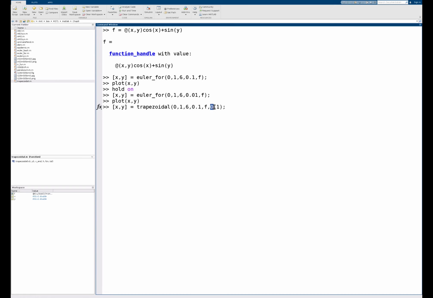And the trapezoidal function takes an extra input at the end. You have to give it the tolerance for the implicit equation that you're solving. So I'll set the tolerance, again, pretty crudely, the same as h, it's just 0.1. And let's see what happens. Let's plot that.